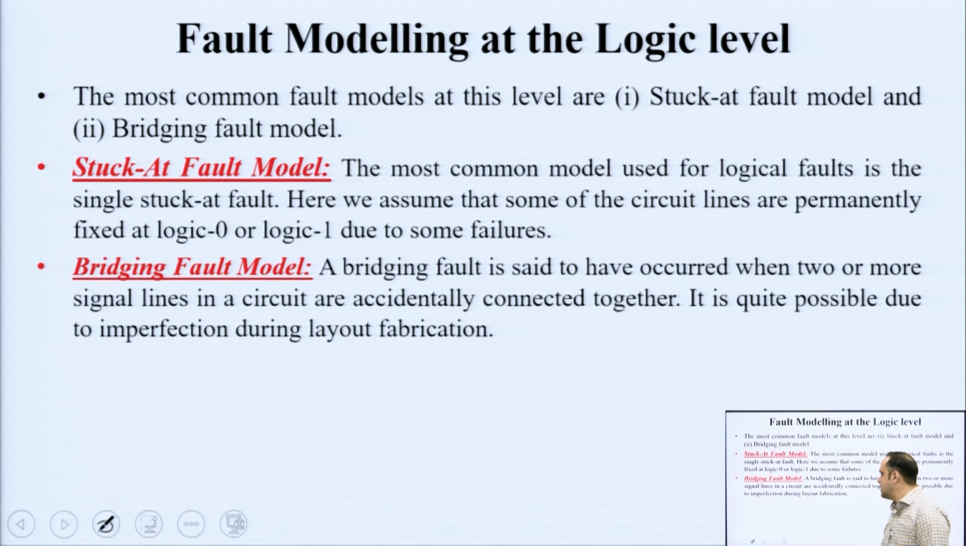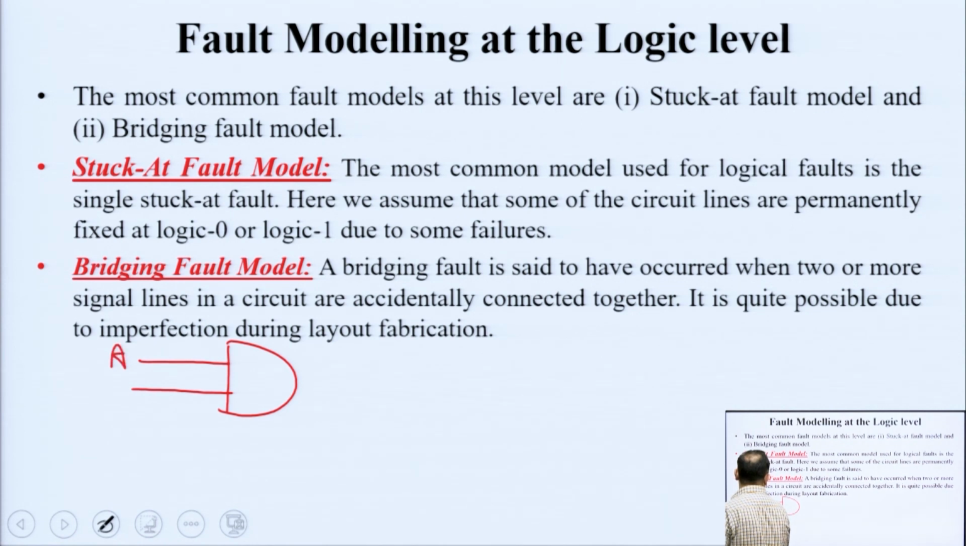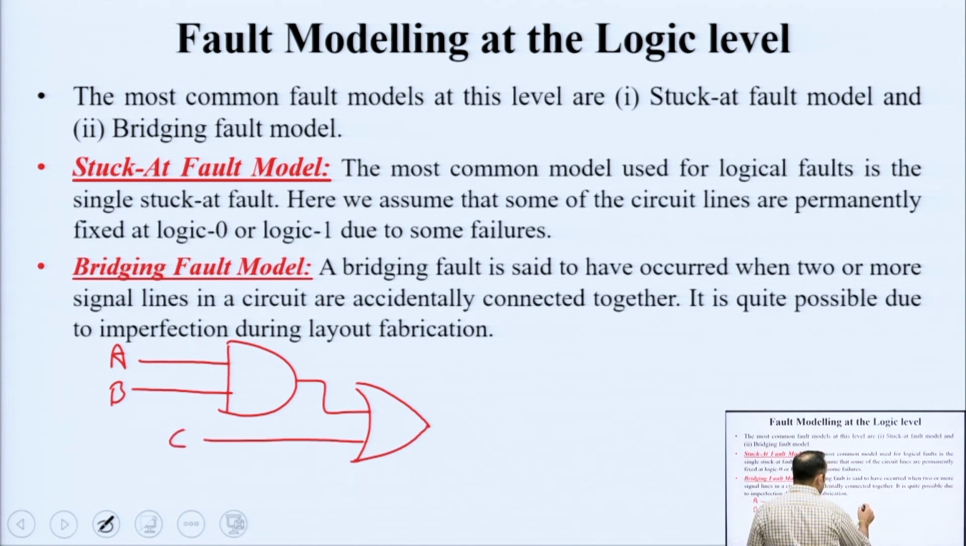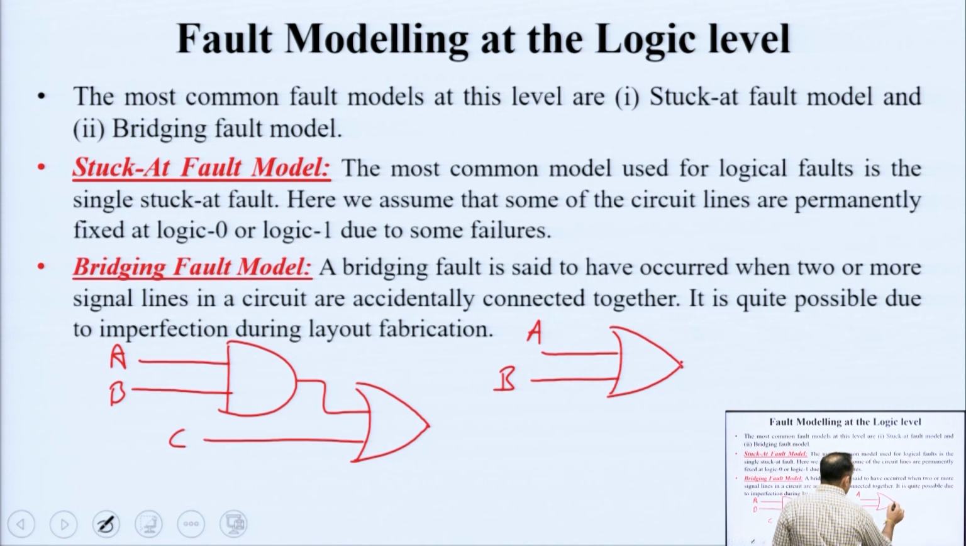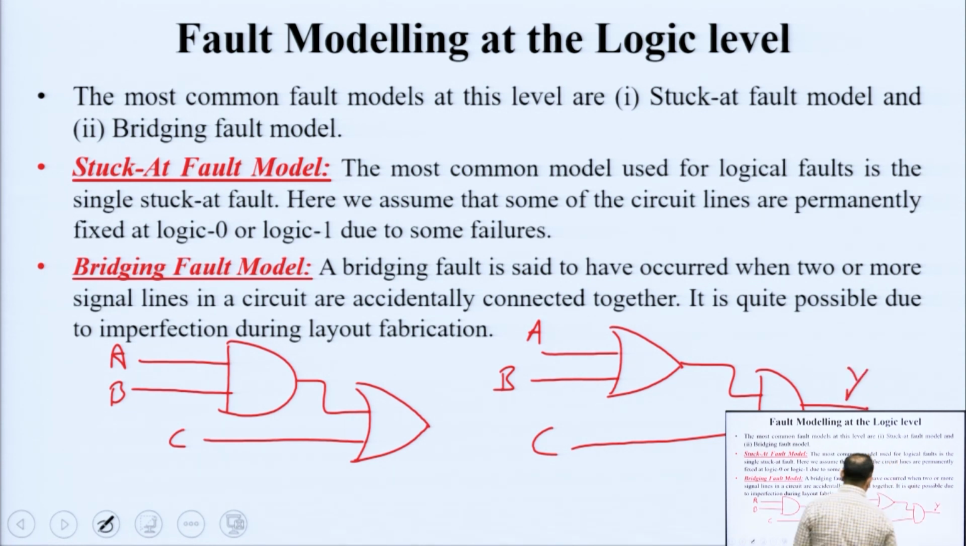So, suppose you have a circuit, you have a 2 input AND gate, which is driving an OR gate, which is taking another input, and you have another circuit where you have a 2 input OR gate, being driven by another input. So, you get your output here and you get your output here.